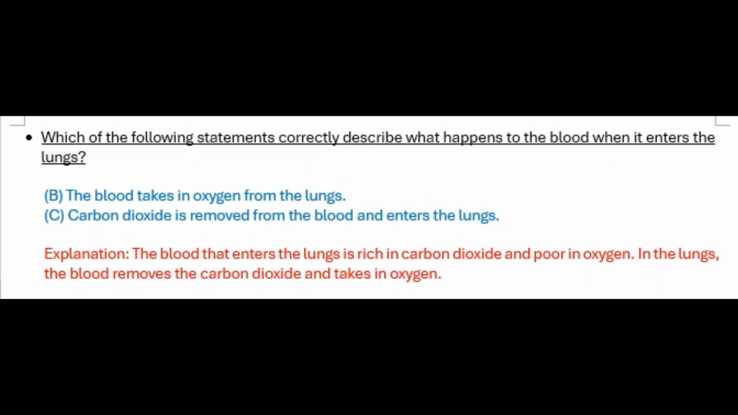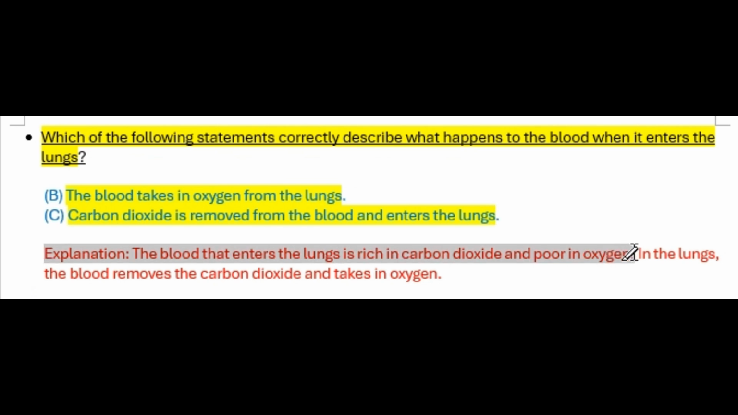Which of the following statements correctly describe what happens to the blood when it enters the lungs? B. The blood takes in oxygen from the lungs. C. Carbon dioxide is removed from the blood and enters the lungs. Explanation: the blood that enters the lungs is rich in carbon dioxide and poor in oxygen. In the lungs, the blood removes the carbon dioxide and takes in oxygen.